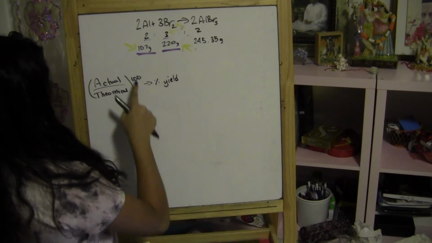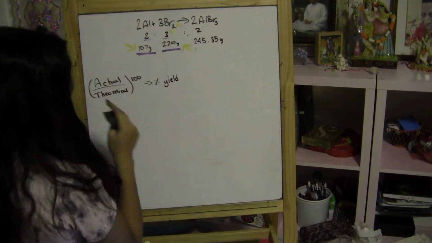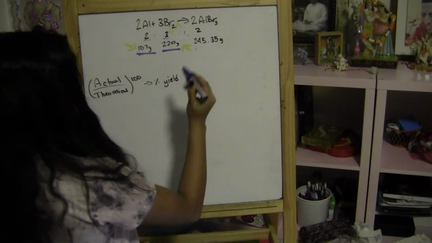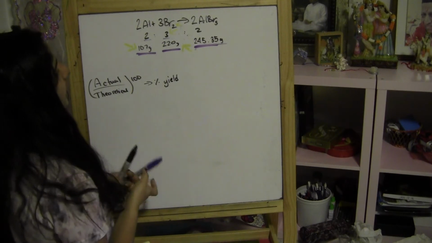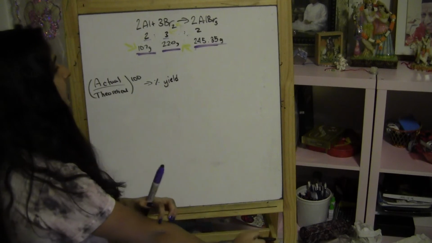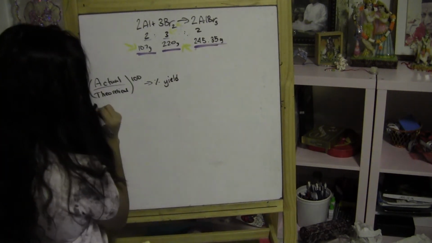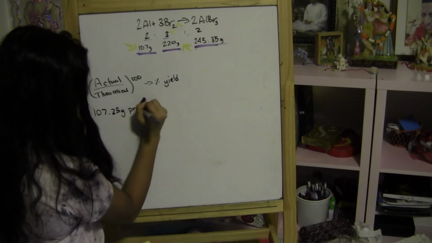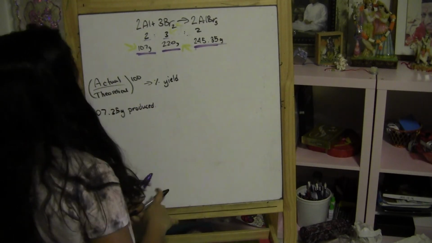So in this equation, we did this in the limiting reactants equation, if you remember, okay? This is how much was produced in the equation, right? But what if we only got 107.35 grams, okay? So that will be 107.35 grams produced. What would the percentage yield be?